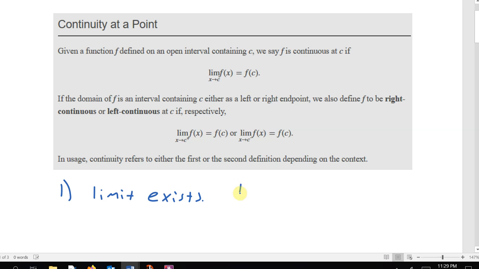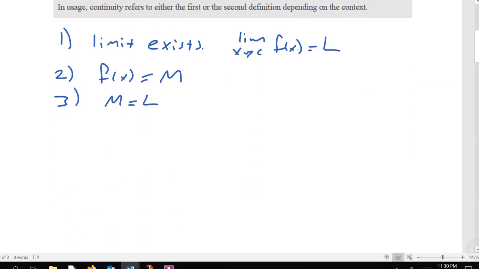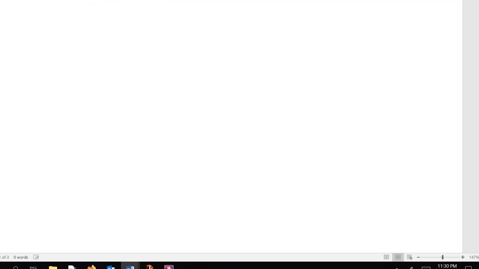Okay, so if you look at the limit as x approaches c of whatever that function is, it equals something. Okay. Two, f of x equals something. Okay, the function has to be defined. Three, those two somethings have to be the same. And if that's true, then the function is what we call continuous. Okay? So let's look at some examples, because sometimes examples are just the easiest way to see things.